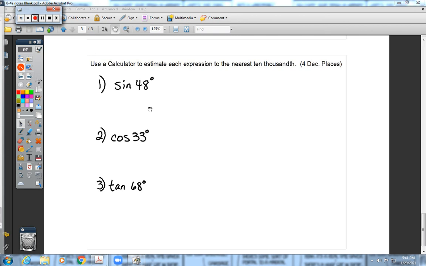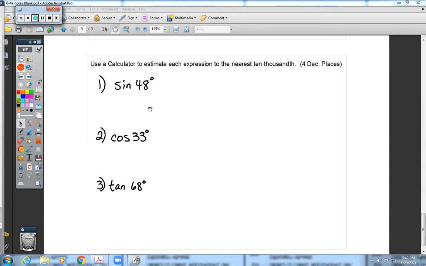So on your calculator, 2 rows above the number pad, on some calculators it's right above the number pad, are 3 buttons which are labeled sine, cosine, and tangent, S-I-N, C-O-S, and T-A-N. On our TI 30 XS multi-view calculators that we use at my school, here's how we would approach those.